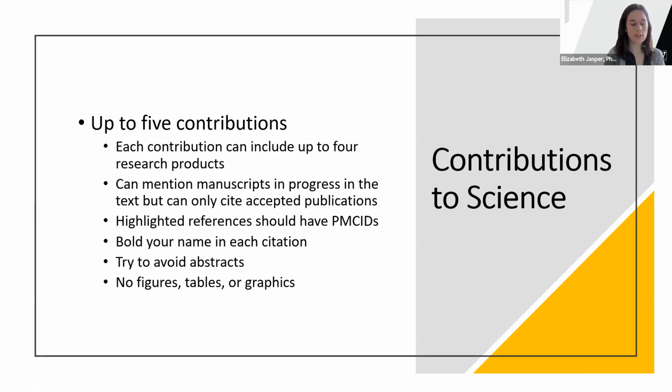So in the contributions to science section, you can briefly describe up to 5 contributions. So you'll have to choose your most significant ones. Each of those contributions can cite up to 4 publications or research projects. And again, research projects, just like in the personal statement section, can be a variety of things: conference proceedings, posters, abstracts, most often manuscripts. If you're not an author on the product, you have to indicate your role or what your contribution was.